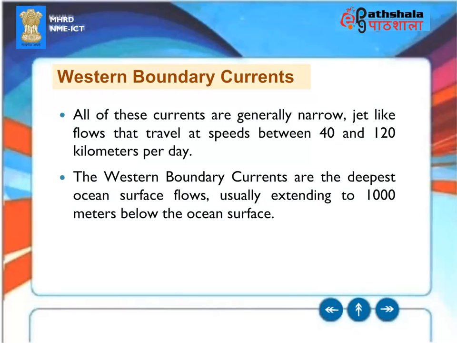All of these currents are generally narrow, jet-like flows that travel at speeds between 40 and 120 kilometers per day. The western boundary currents are the deepest ocean surface flows, usually extending to 1,000 meters below the ocean surface.